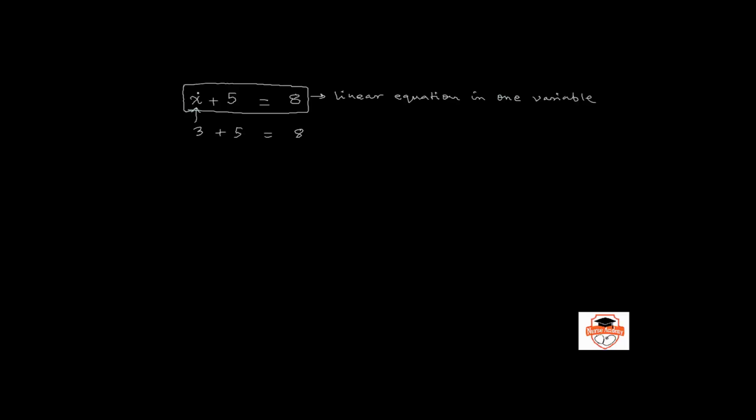Linear because the highest power of x is x raised to the 1. Remember, x is the same as x raised to the first power. And in one variable, obviously, because the only variable in the equation or the only unknown is x. In this video, we shall limit our discussion to linear equations in one variable.